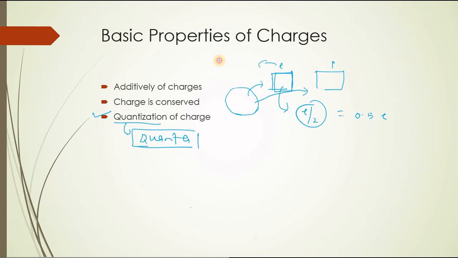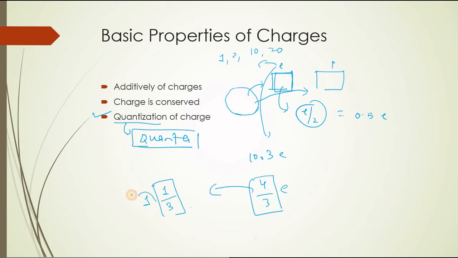So you can only have 1 electron, 2 electrons, 10 electrons, 20 electrons. But you cannot have 10.3 electrons. You cannot have, let's suppose, 4/3 electrons. Why? Because what does it mean? It means 1 into 1/3. So basically you have 1 electron and you're breaking it into 3 parts. So this is not possible.